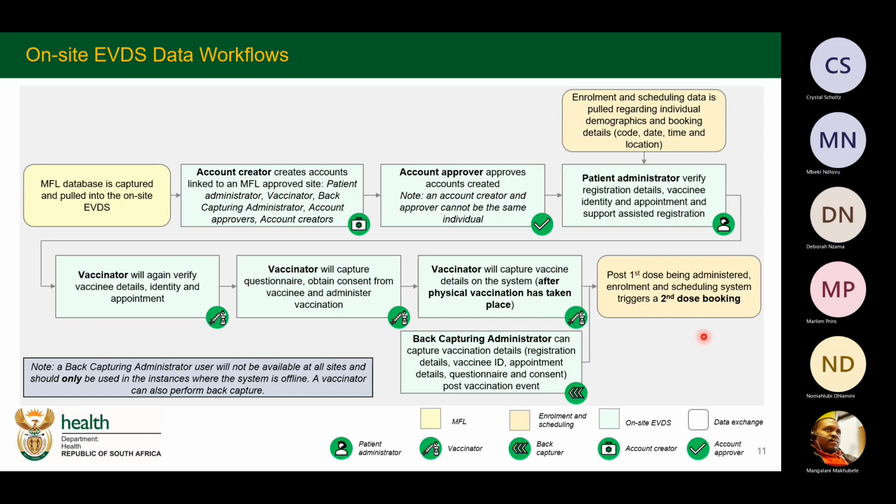So once back capturing is done, or once the vaccination event is recorded on the EVDS, the second dose booking is triggered. That is if it's a 2-dose vaccination. But if it's a 1-dose vaccination, it means you've completed your primary schedule. Once the time passes, you will be allowed to receive booster doses.